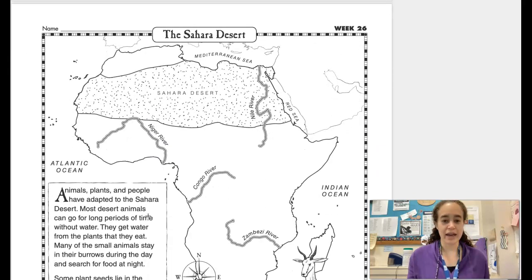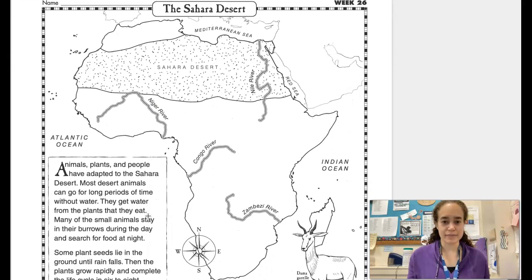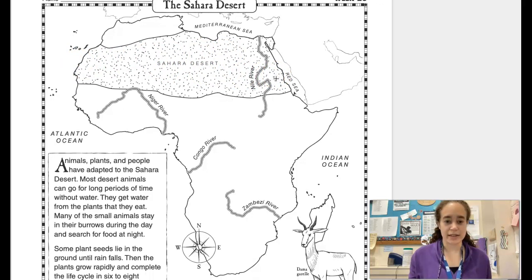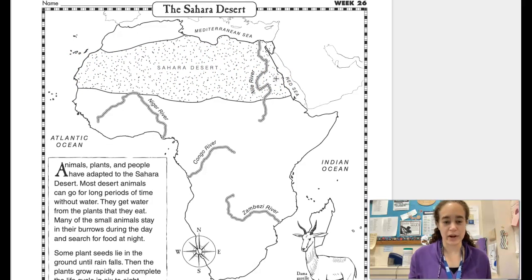And as I look at my map of the Sahara Desert, you see this area with all of the little dots is outlined here. This is the Sahara Desert. So it's in the northern region of Africa. We have the Nile River here, which we've been studying. We've been looking at ancient Egypt and the Nile River. So this part should look familiar. But the Sahara Desert stretches all the way across, east to west, the northern part of Africa.